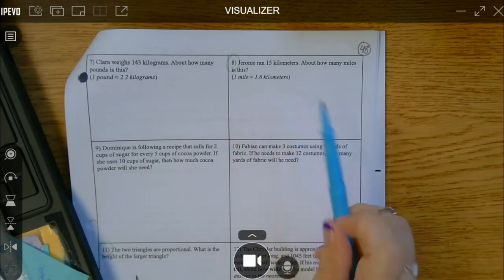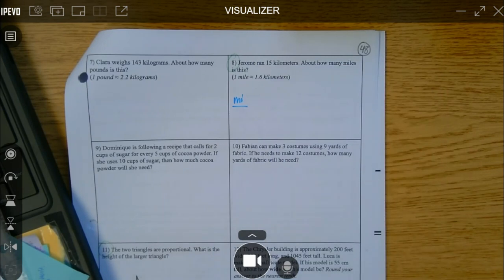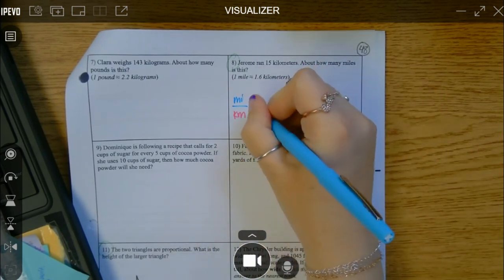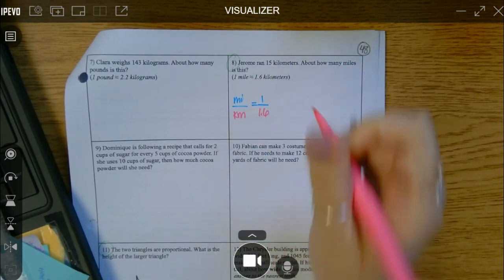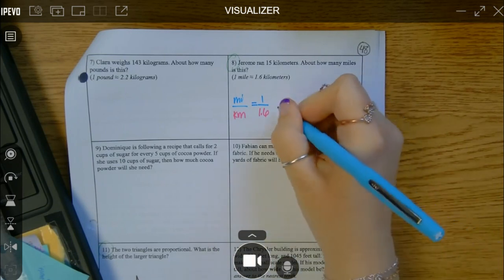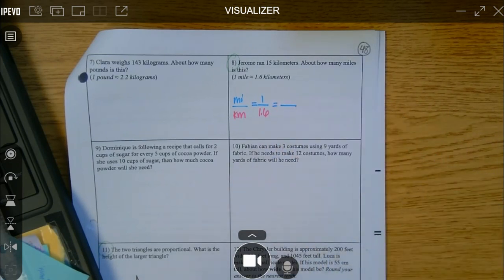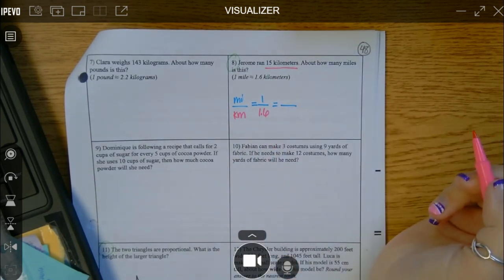They gave us the scale of miles to kilometers. They said 1 mile is equal to 1.6 kilometers. So I'm going to use that information to solve for what they want me to solve for. They said that Jerome ran 15 kilometers. So how many miles is that? Well, what is the 15 talking about? So then where should I put it?